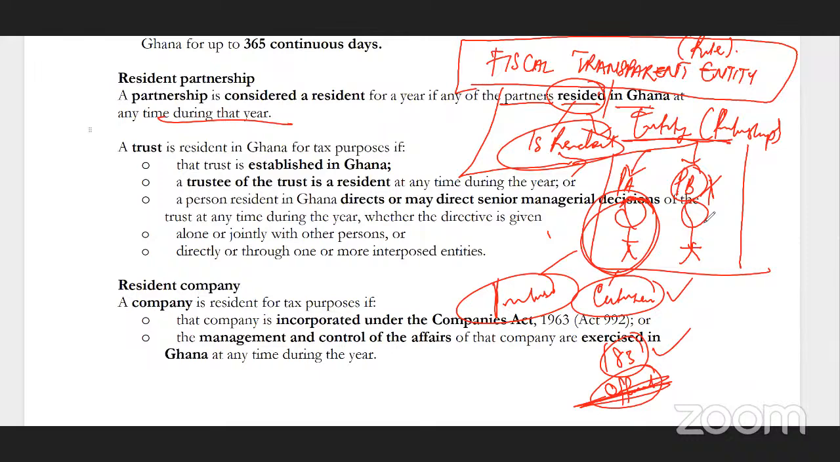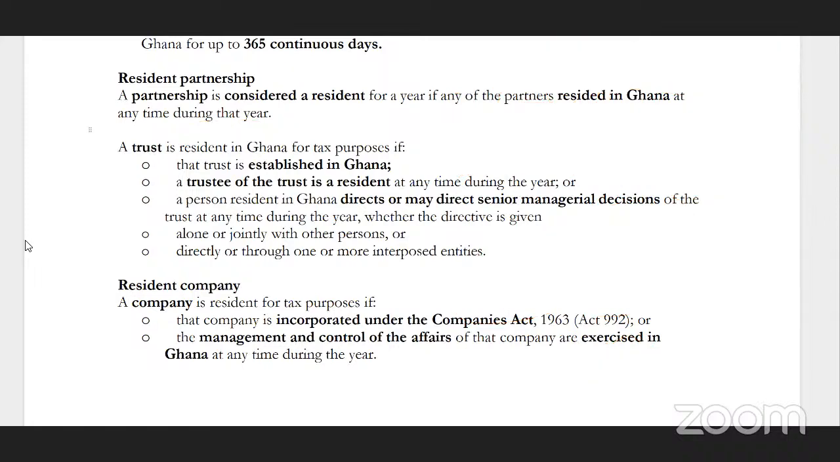Okay. So are we okay with partnerships? Can we go to resident trust and company? So with a partnership, assuming two non-resident persons form a partnership outside, a non-resident partnership. But during the year, one of the partners resides in Ghana for more than 183 days. So it becomes a resident partnership now, meaning that the tiebreaker rule will apply to those individuals because they have income from Ghana and income from another country.